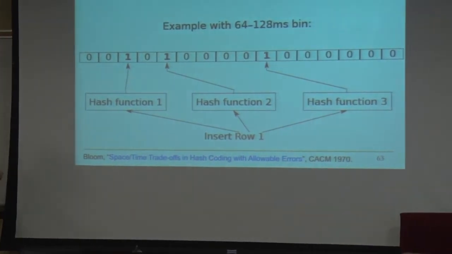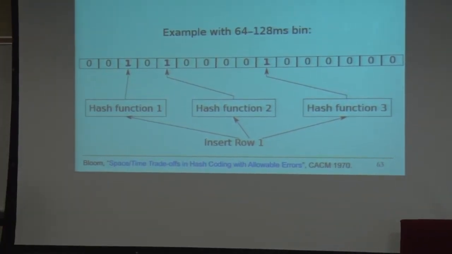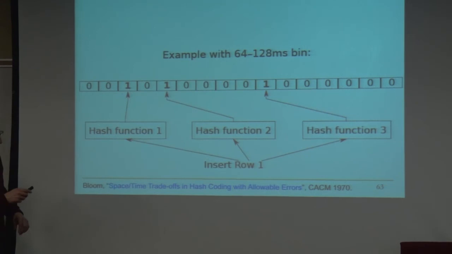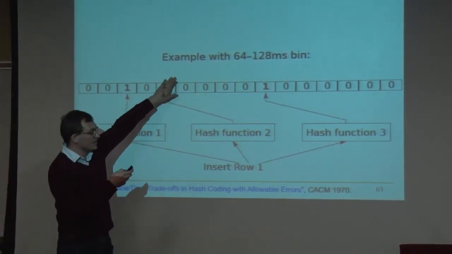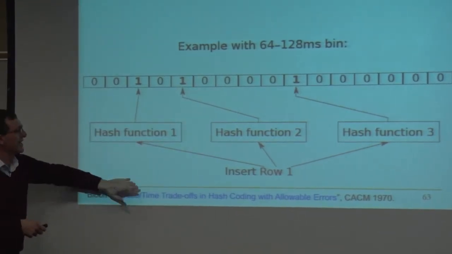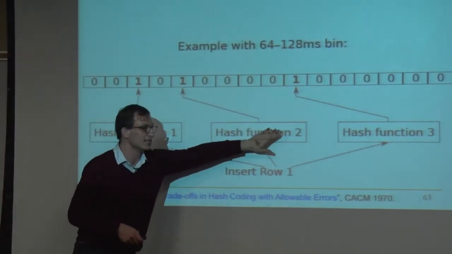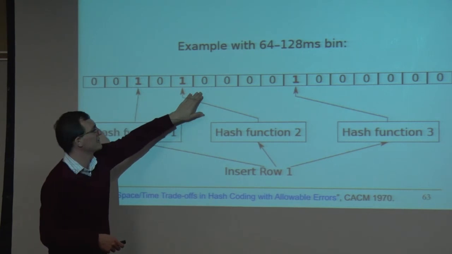Let's say we have 1 bin. We've determined the retention time profile of this row 1. And we know that it's 64. It needs to be refreshed every 64 milliseconds. How do we insert that? Basically, we have these 3 hash functions that the row address goes through, and it sets these bits.